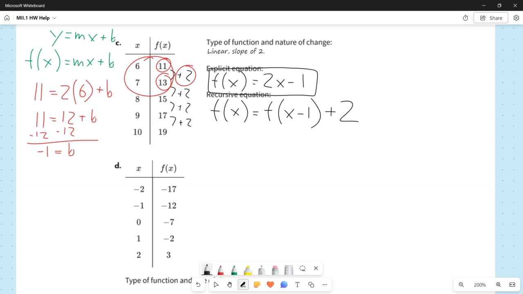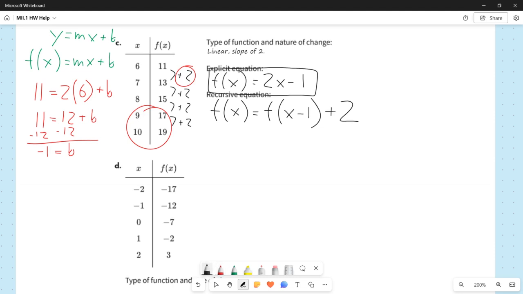Plus 2. There we go. And that'll work, right? You could pick any pair here. It doesn't really matter. You could say 9 and 10. So f of 10, which is 19, is f of 9, which is 17, plus 2. 17 plus 2 is 19.